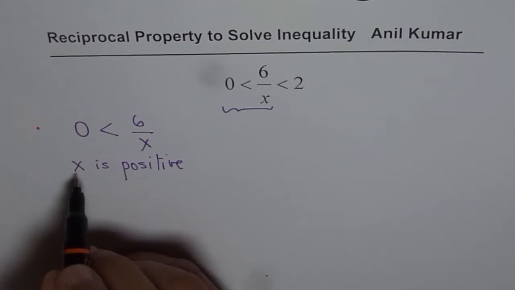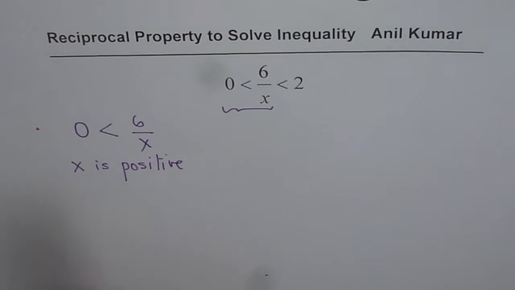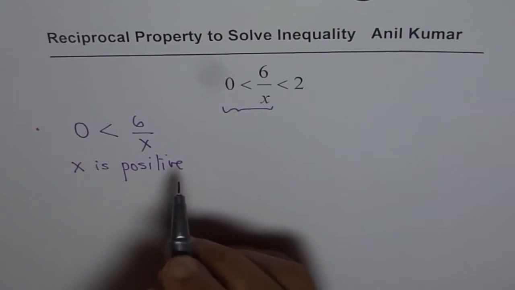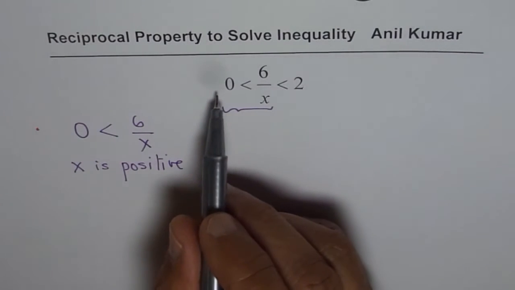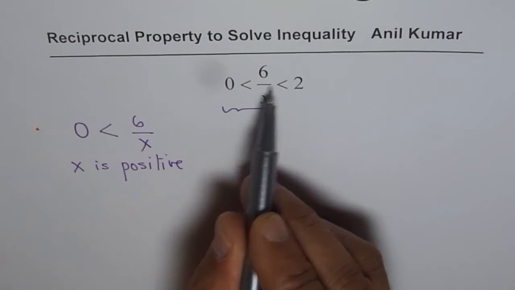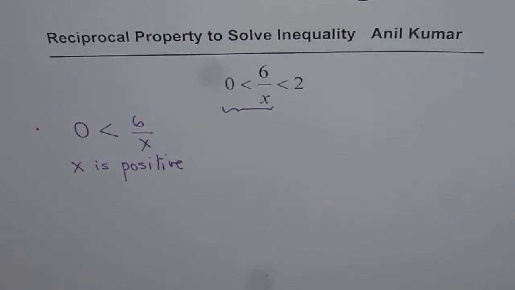Now, since we know that x is positive, we can now multiply all the terms by x, right? Otherwise, we could not have done so, because if x is negative, we have to change these signs. Do you see that? X is positive, so we don't have to change signs. Now, this is the most important thing to understand.